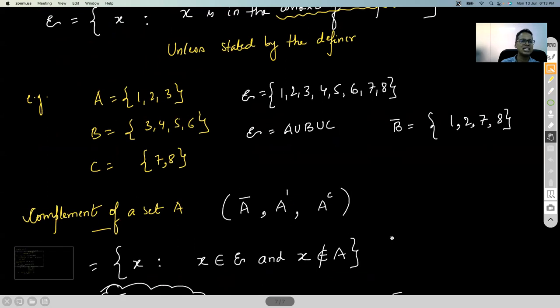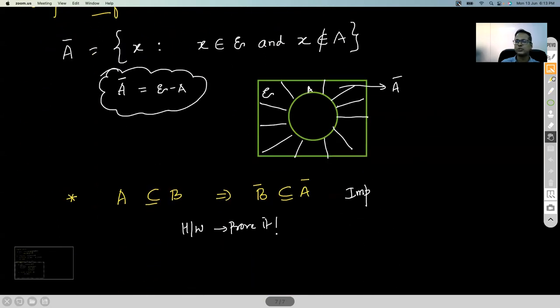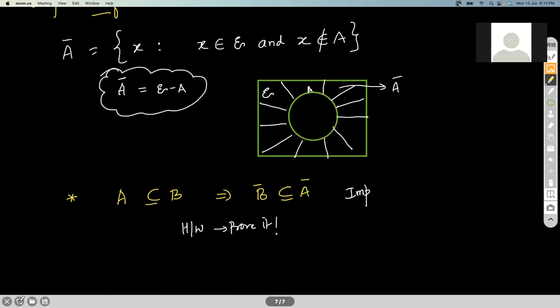Let's move on. So we have already done this operation of union before, and now we are going to do the operation on intersection.